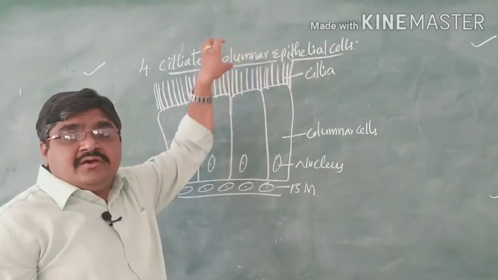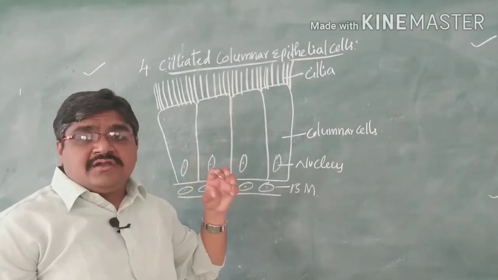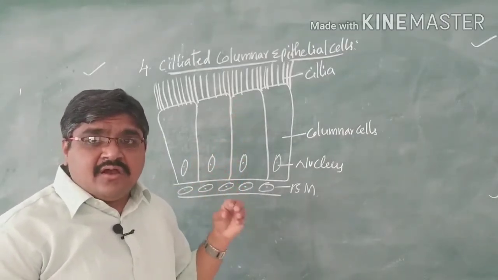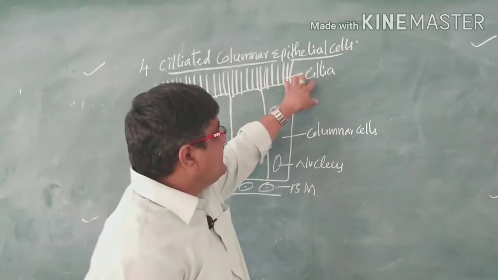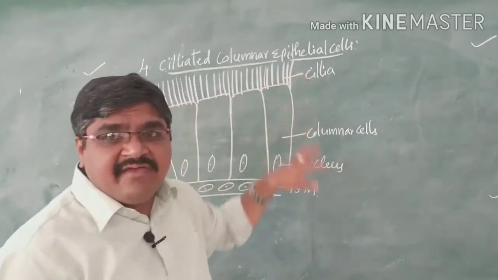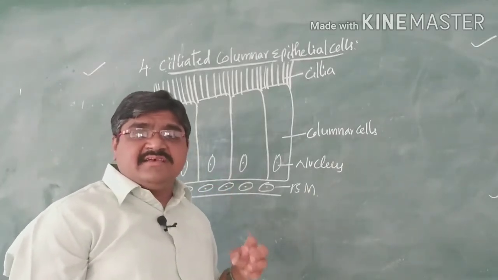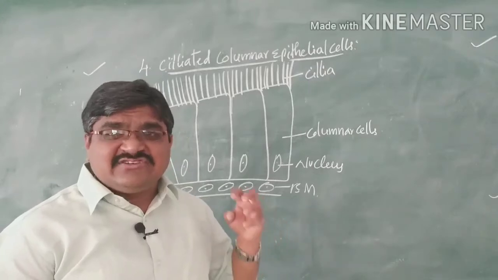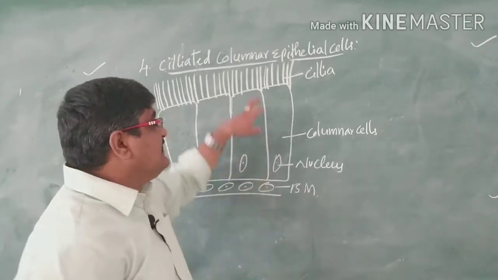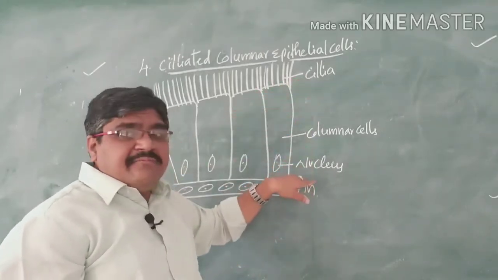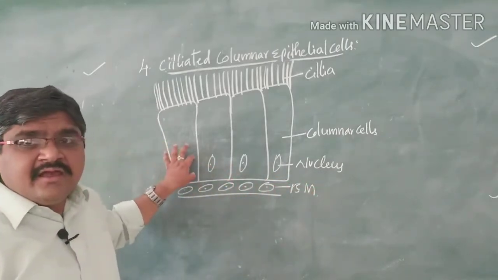These are short, hair-like, protoplasmic or cytoplasmic outgrowths, and such structures are called cilia. So if the free ends of the columnar epithelial cells have hair-like outgrowths, such cells are called ciliated columnar epithelial cells, where the nucleus is present towards the basement membrane.